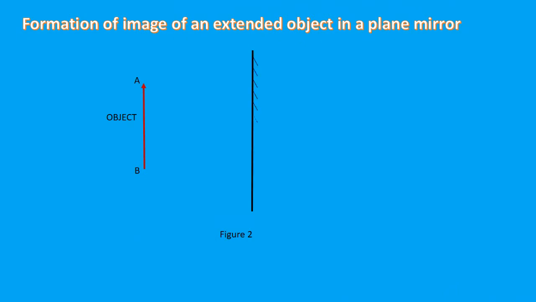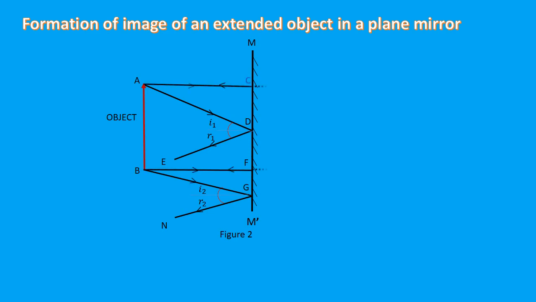Children, let us also go through the formation of image of an extended object in a plane mirror. Let AB be an extended object that is placed in front of the plane mirror MM'. Let two incident rays be plotted from the points A and B of the extended object, and let them be reflected through DE and GN, making angles of reflection R1 and R2 with the normal. Let two perpendiculars be drawn from A and B to the mirror, and these light rays are reflected back along the same path. Now they are extrapolated backwards and we get the complete image A'B'.